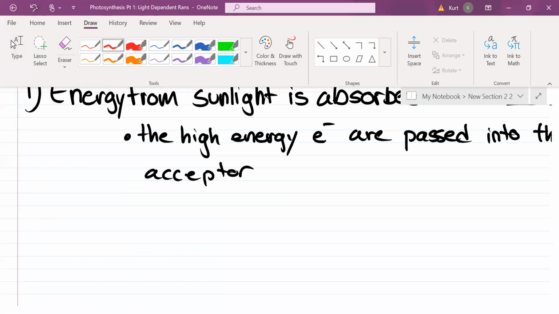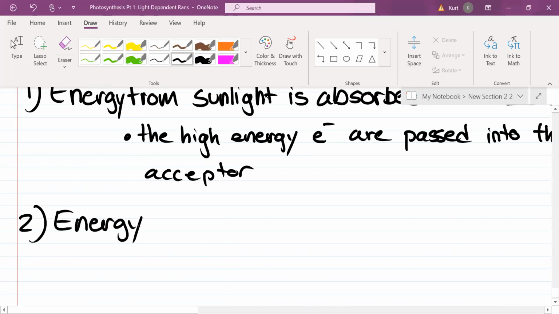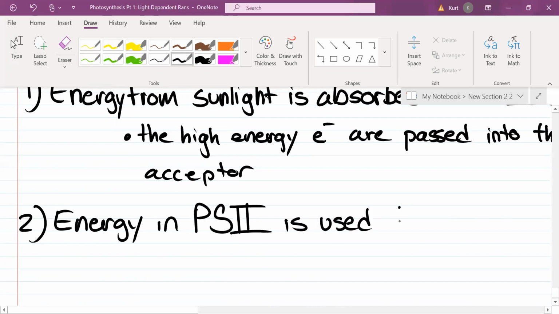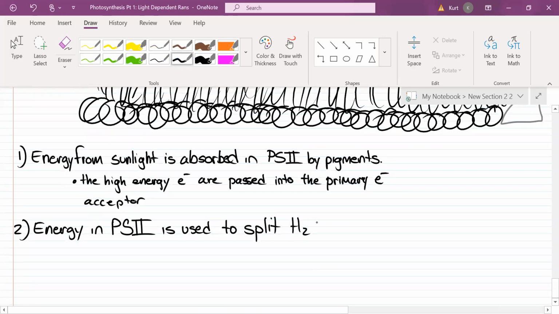Oop, wrong color. Step two. Energy in photosystem 2 is used to split H2O into hydrogen ions, oxygen, and electrons. This process is called photolysis.